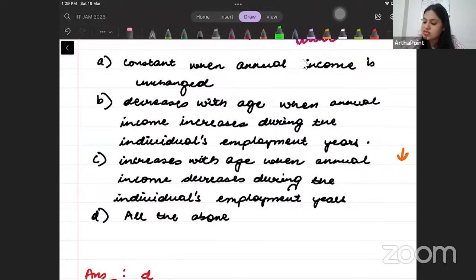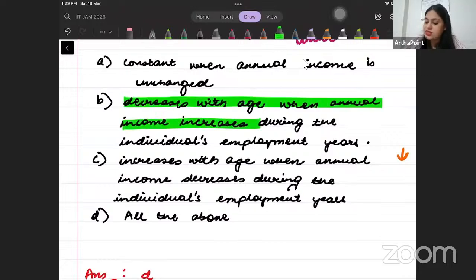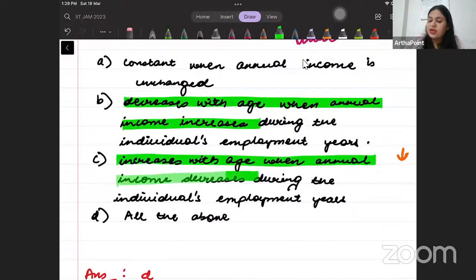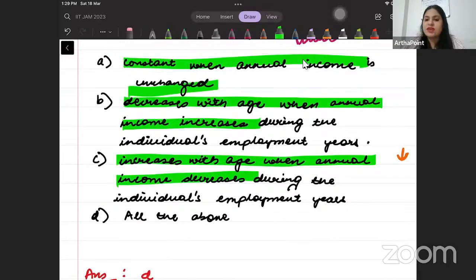So if you notice, this is exactly what it says. It decreases when annual income increases. It increases when annual income decreases, and it remains the same if my income is unchanged. If income is unchanged, APC is also unchanged. So answer to this question is D.